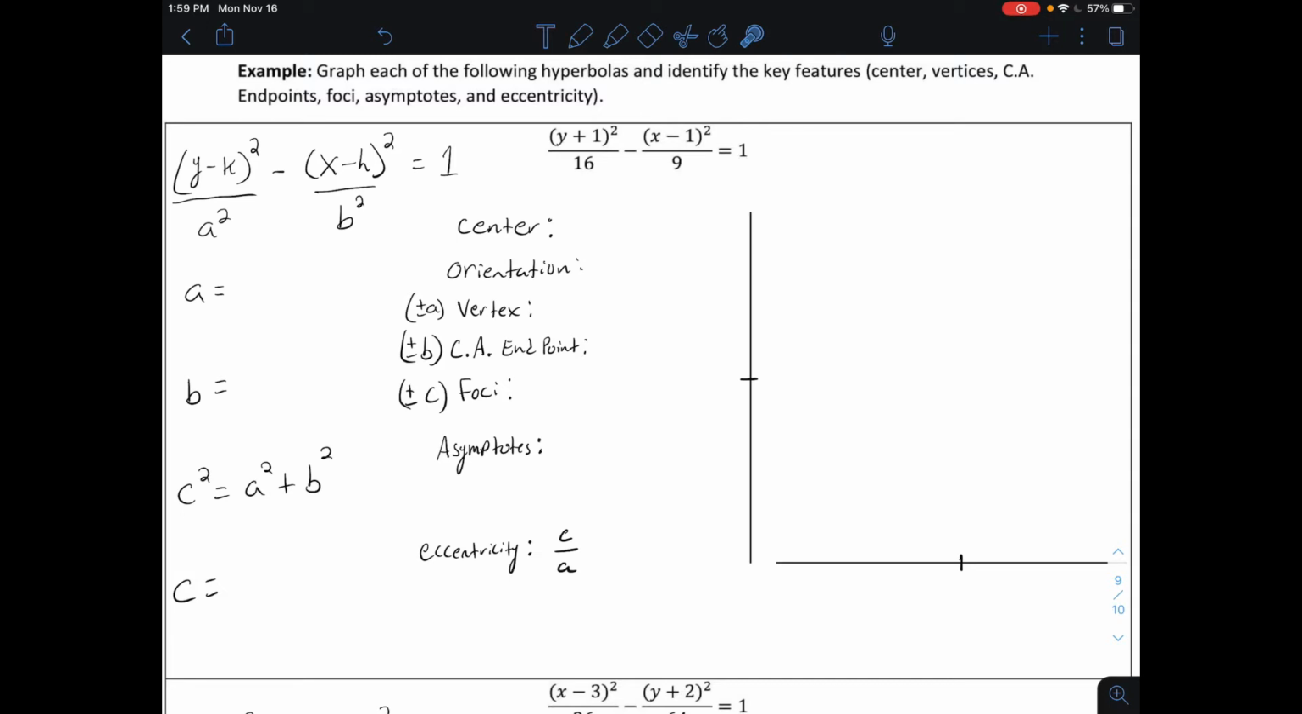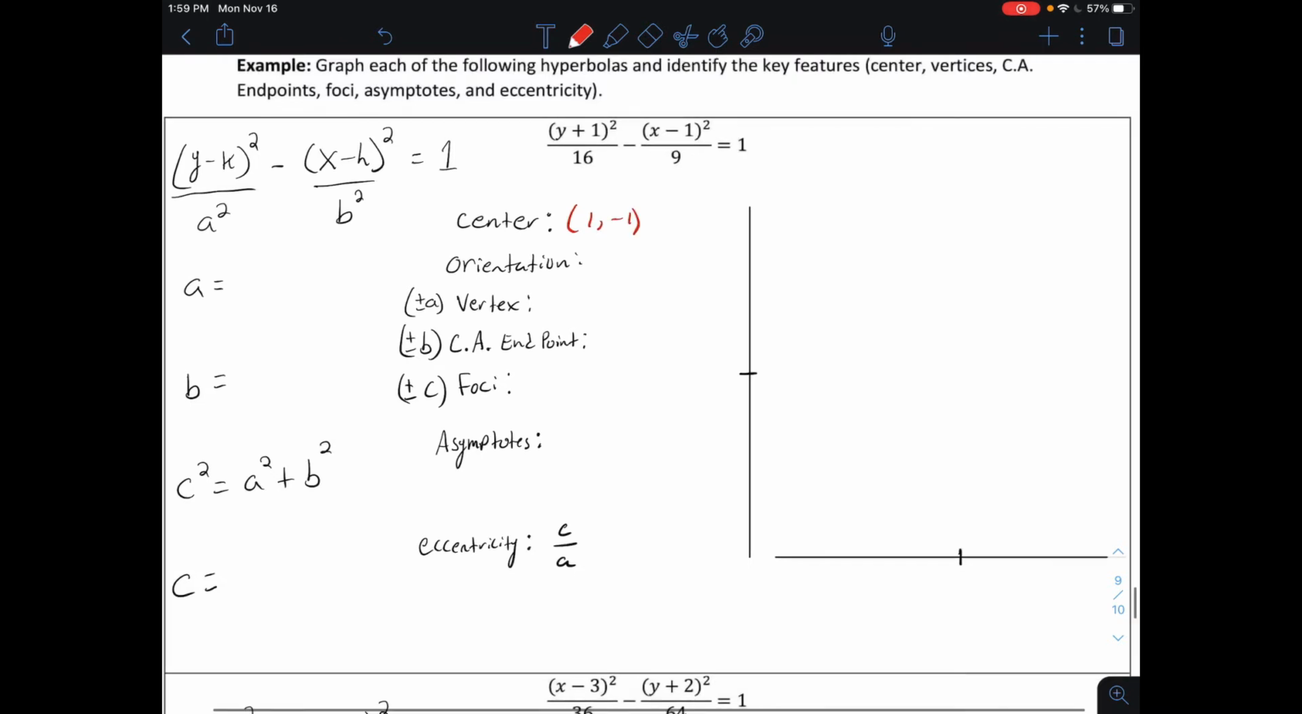So we'll begin by finding the center. My center should be h comma k. So I'd have an x value of 1, y value of -1 for my center. So my center would be at 1, -1. The best way to determine the orientation is based on what is the non-negative term, what's in front of the subtraction. Since y is in front of the subtraction, this orientation is going to be vertical. It's going to open up and down.